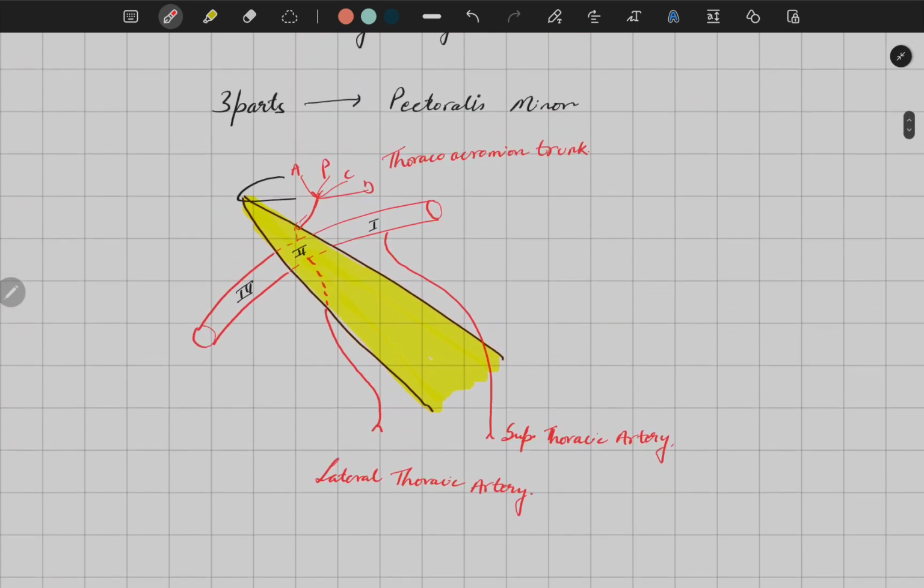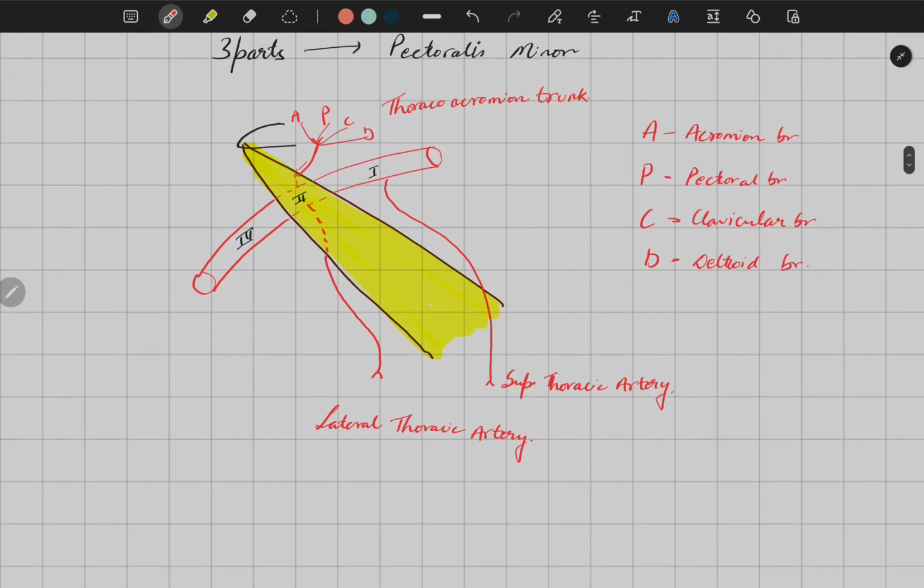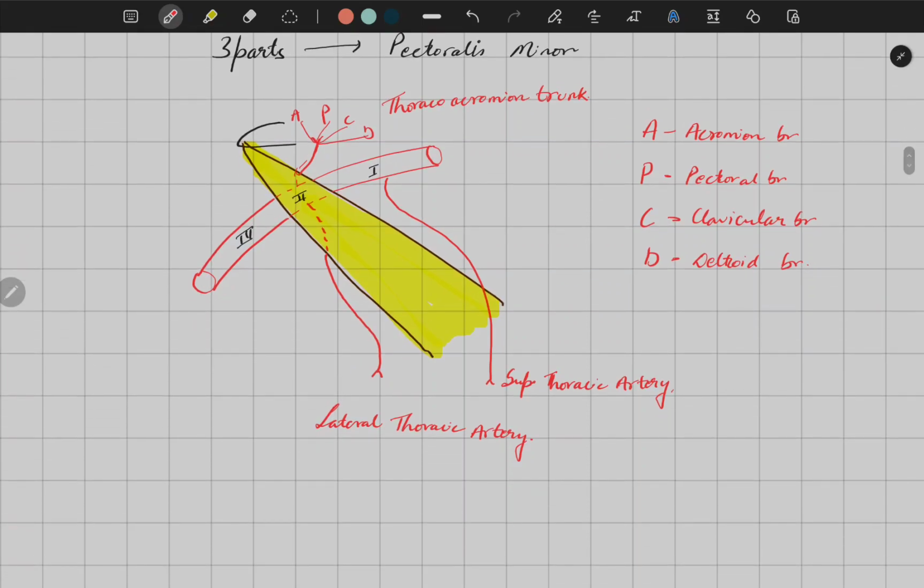When we talk about this, there is A, B, C, D. Not the usual A, B, C, D, but A, B, C, D. A stands for acromial branch. P stands for pectoral branch. C stands for clavicular branch. And D stands for deltoid branch. The names are self-explanatory. And from the third part of the artery there are three branches.